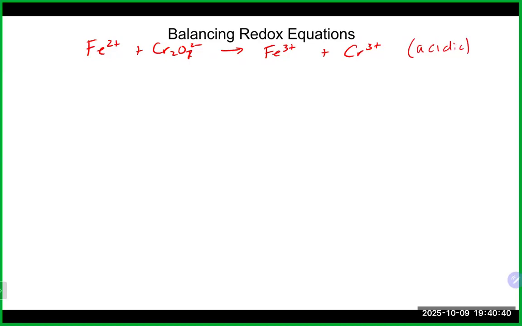Probably the very first thing that you want to do is understand what is being oxidized and what is being reduced. So why don't you take a moment and decide what is being oxidized and what is being reduced in this case. Again, you have to compare oxidation numbers on each side. So obviously you want to compare iron to iron on left and right, and chromium to chromium on the left and the right.